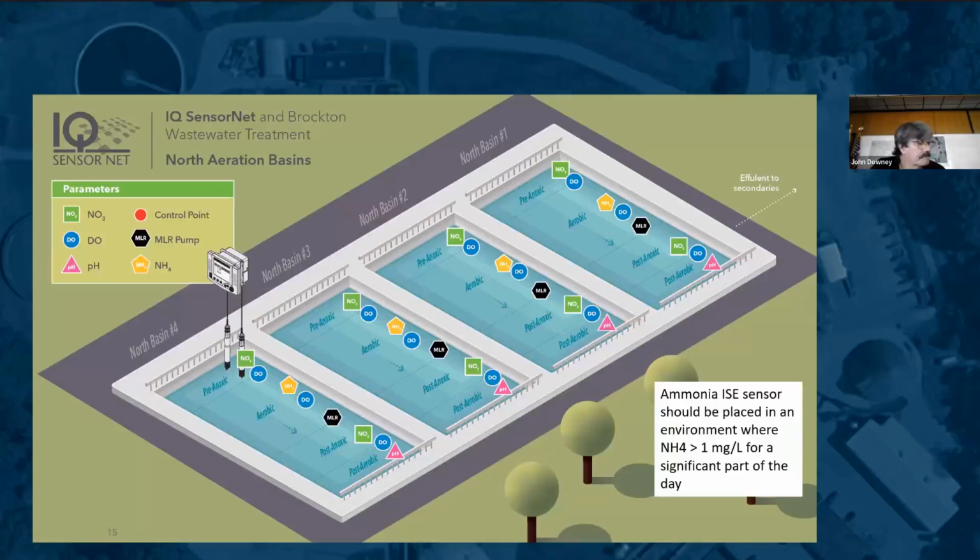Control points are indicated with the red dot, and you'll notice that there's also a red dot on the midpoint dissolved oxygen sensor. That's because we can run the north blowers from the ammonia signal or from the dissolved oxygen signal if we're performing maintenance on the ammonia sensors.